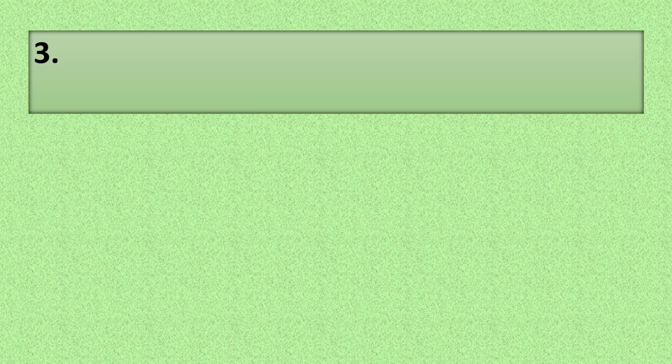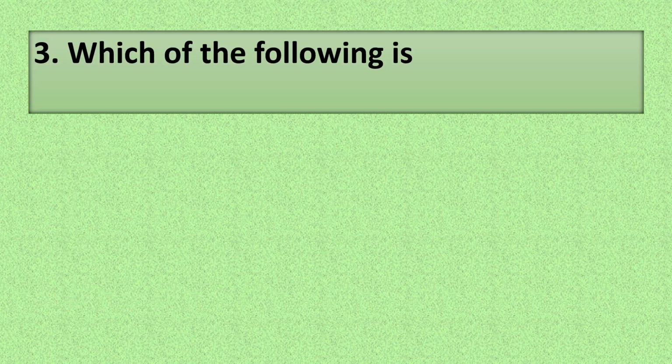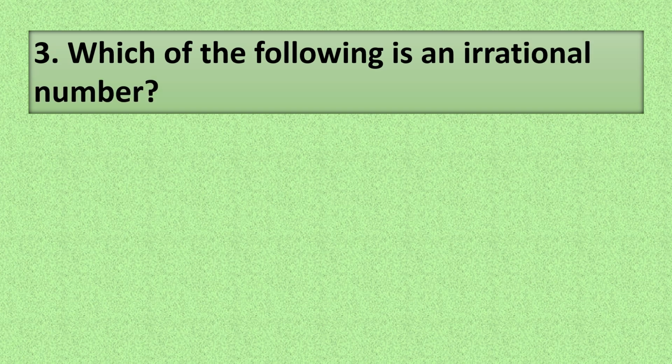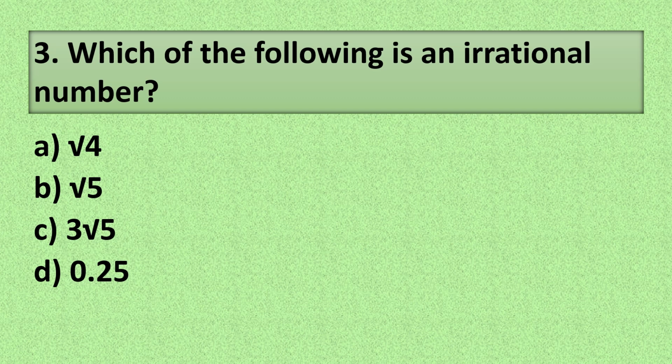Question number 3. Which of the following is an irrational number? Options are A) root 4, B) root 5, C) 3 root 5, and D) 0.25. And the answer is B) root 5.